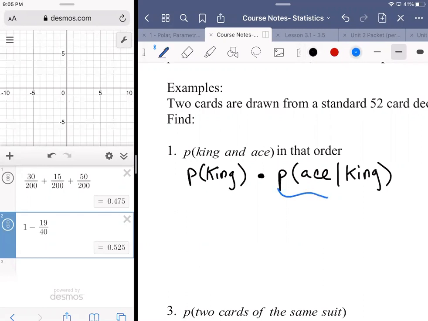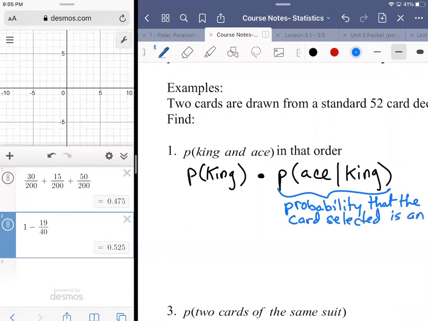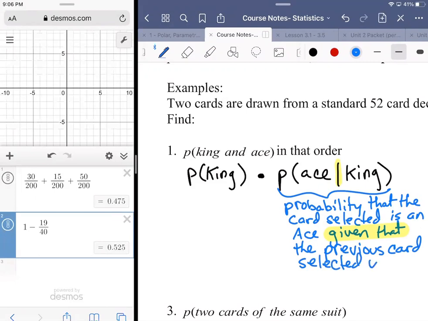What this notation means is, I'll actually write it in words, the probability that the card selected is an ace, given that, all right, that given that part corresponds with that vertical line, the previous card selected was a king.